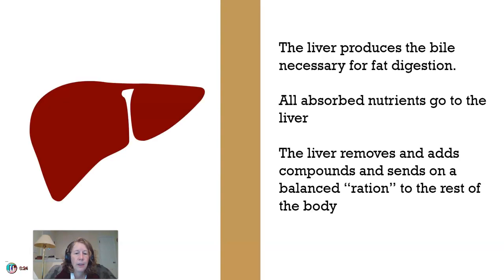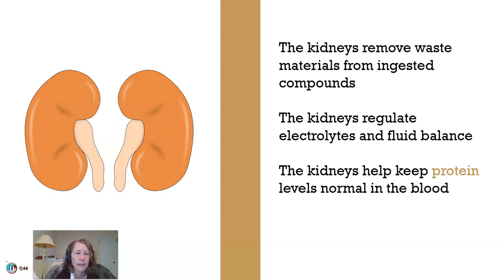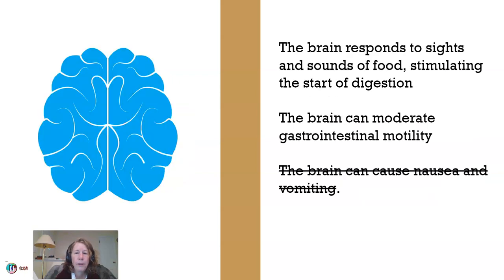And the good news is the other organ systems really pretty much repeat what happens in the carnivores and omnivores. The liver still produces the bile necessary for fat digestion and balances out our energy levels. The pancreas still produces amylase and lipase and trypsin, neutralizes gastric acid, etc. The kidneys still can lose protein with kidney disease in our other species as well. And the brain still responds to the sights and sounds of food and can moderate motility depending on stress levels.